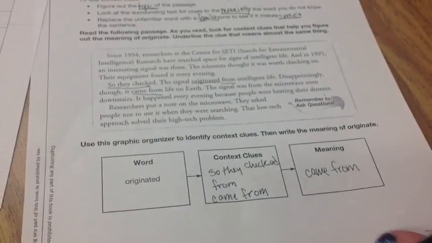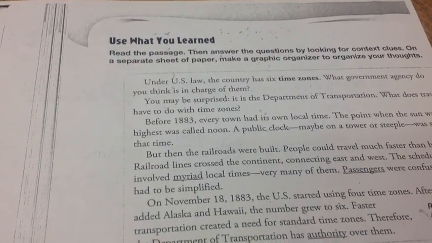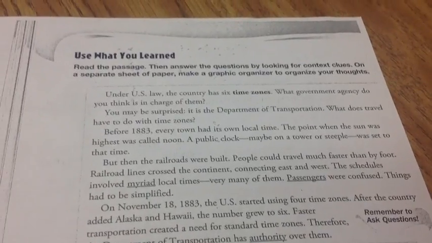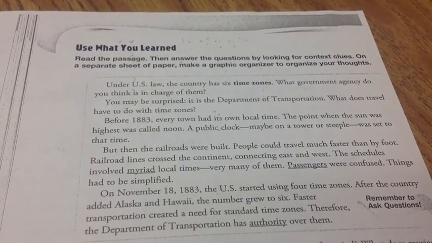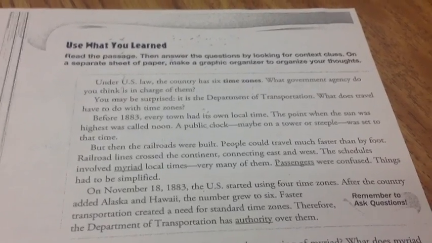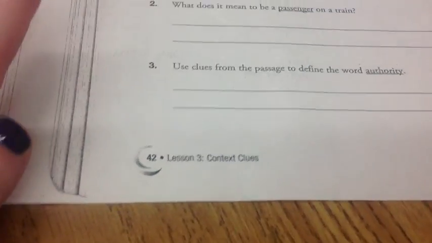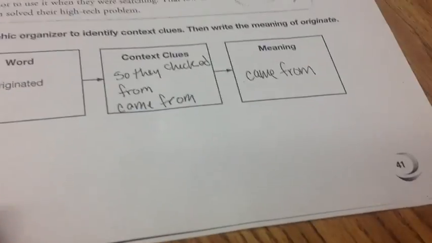Once you have all of these notes taken, you are ready to turn over your paper and start on the back. Let's go ahead and look at the directions first. It says, use what you learned. Okay, so we're going to use what we just learned about context clues to complete this page. Read the passage, then answer the questions by looking for context clues. On a separate sheet of paper, make a graphic organizer to organize your thoughts. Okay, so if you would like to organize your thoughts on a graphic organizer, you have some space down at the bottom, or you can turn it back over and use the same graphic organizer right below it to help you.